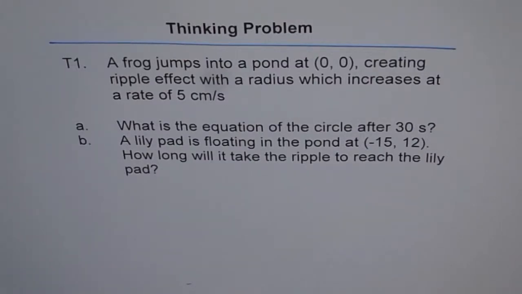A thinking problem. T1. T is for thinking. A frog jumps into a pond at 0, 0, creating a ripple effect with a radius which increases at a rate of 5 centimeters per second. What is the equation of the circle after 30 seconds? That's part A. Part B.